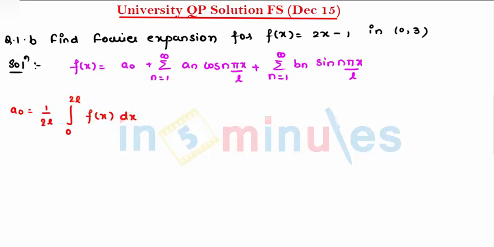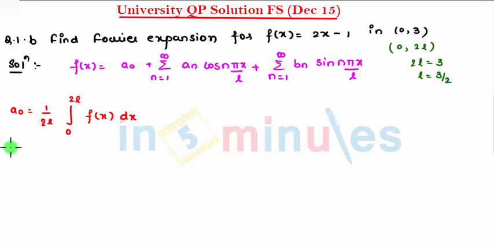So let's compare and find the value of l. So this is c to c plus 2l, so that is 0 to 2l. So we can say 2l is equal to 3, so l is equal to 3 by 2. L is equal to 3 divided by 2.